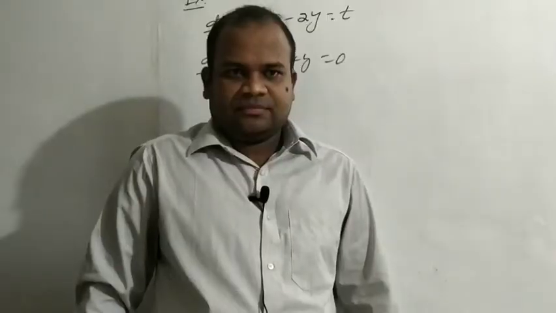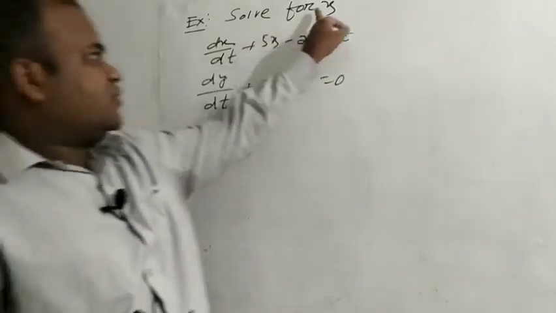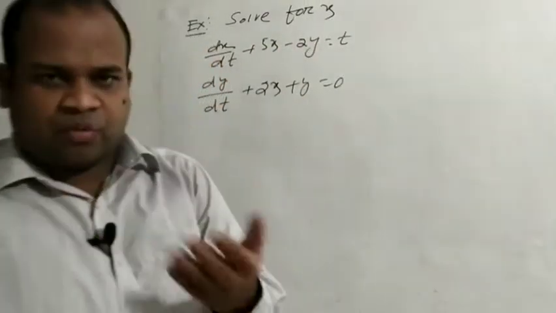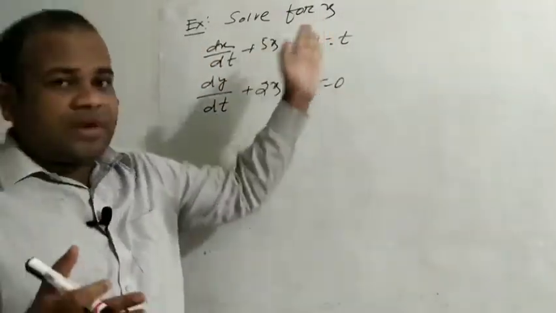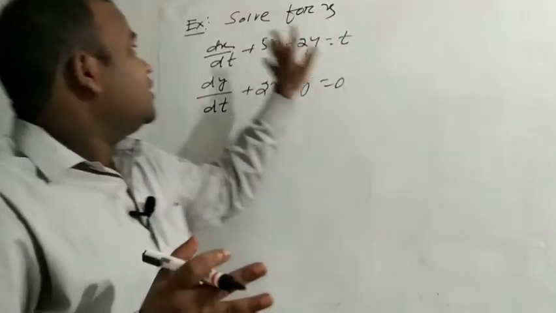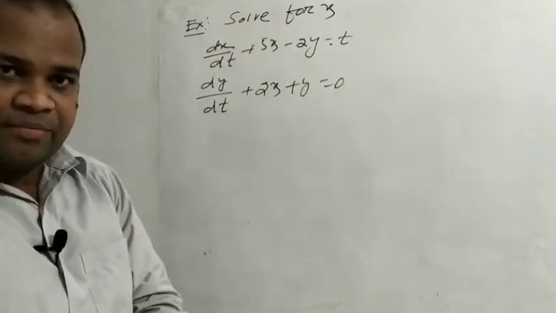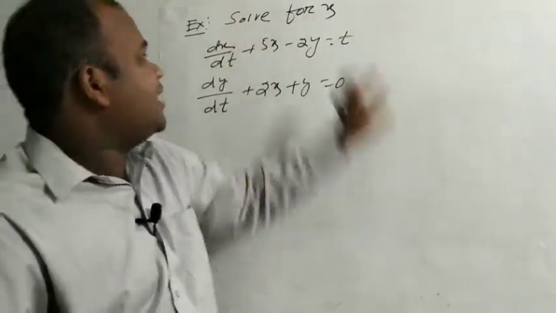Okay. Now we will go for another problem, that is solve for x. That means you can solve for x and solve for y, only here you will solve for x only. You will not solve for y. But if it is asking to solve, that means you will solve for x and y. But in this question you will solve for x only.